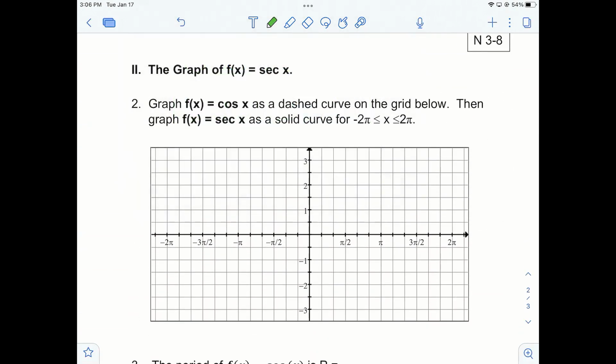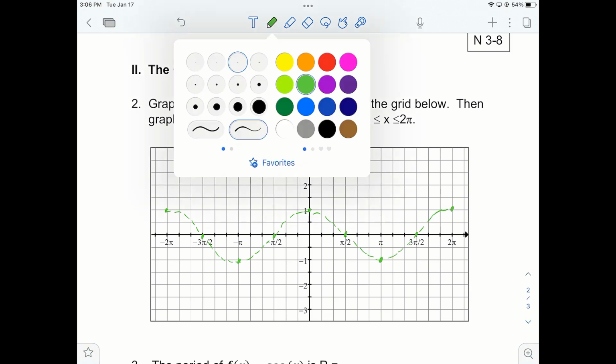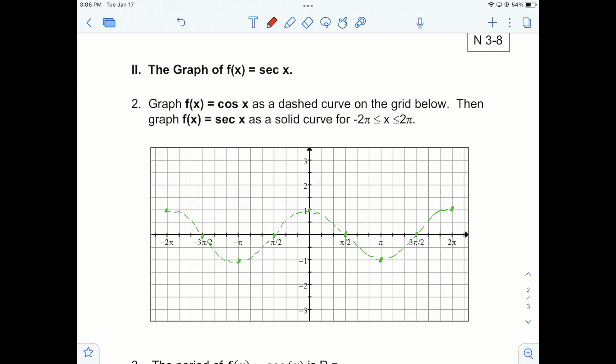Now let's see if you got it. I'm going to dot in cosine. So cosine goes here, here, here, here, and here. And boom, boom, boom, and boom. Let's dot that in with my little valley. Perfect.